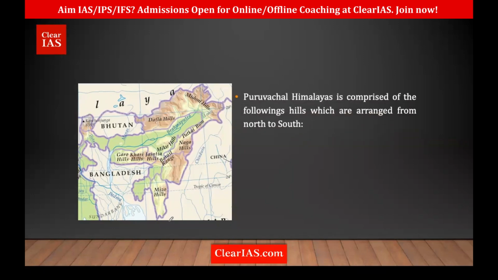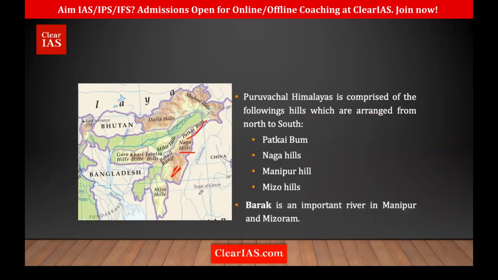Purvanchal comprises the following hills, arranged from north to south. We have the Patkai Bum here. Then we have the Naga Hills. Then the Manipur Hills. This one is not named here, but it is the Manipur Hills. Then we have the Mizo Hills. These four are part of the Purvanchal ranges.